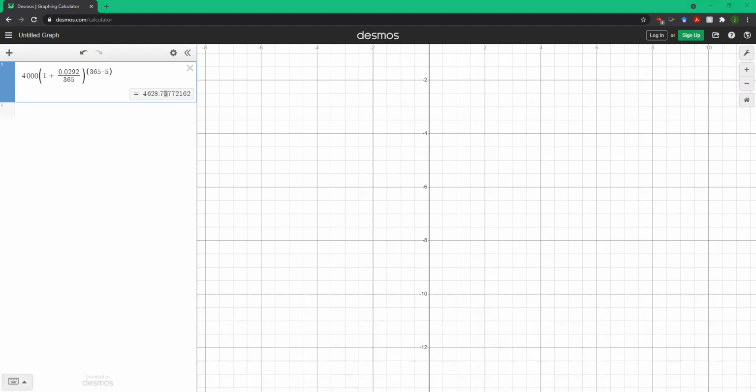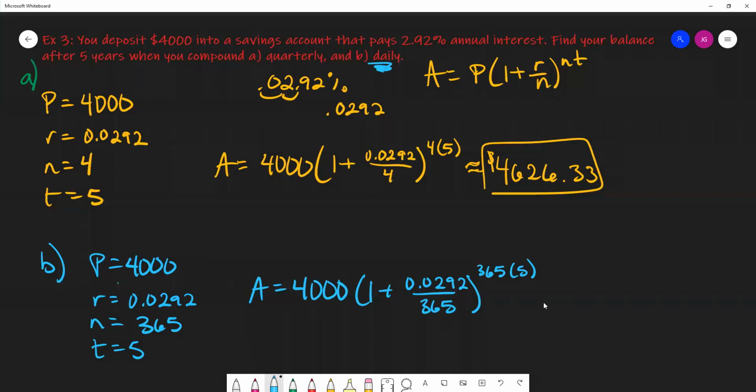4,628.76. So approximately $4,628.76. Okay. And so there's our answer. Notice how we got just a few more dollars, $2 and some change, from compounding daily. Now, you don't have that choice when you go to the bank, but different banks compound on different periods. And so it kind of depends, right? The more you compound, the little bit more money you get. You're not going to get a significant amount more, okay?